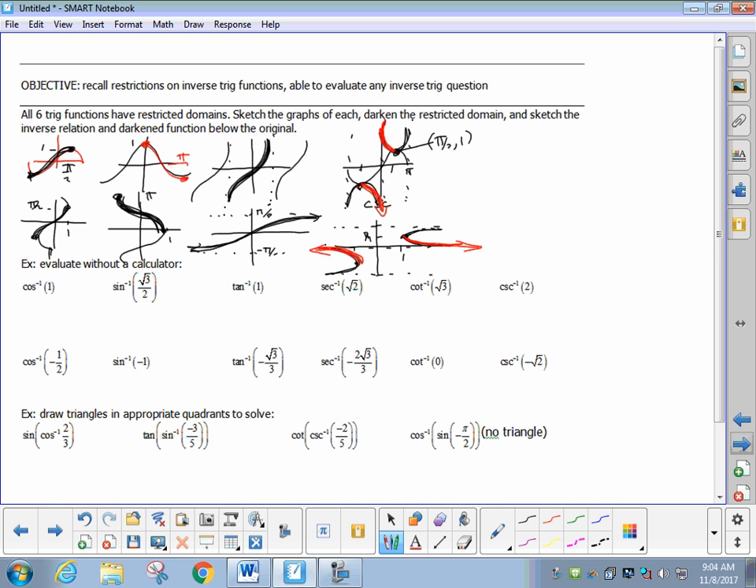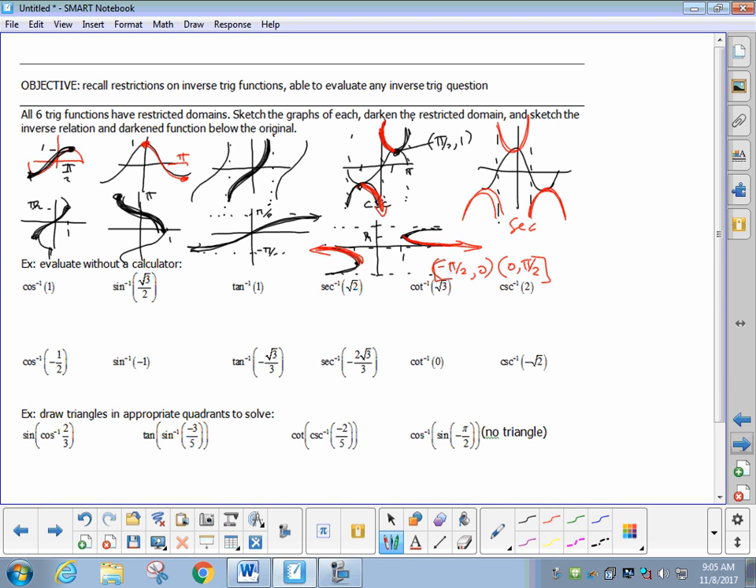Follow? So it's negative pi over 2 to 0, and 0 to pi over 2. Cosine looks like this. Asymptotes there, and secant curves here. Right?